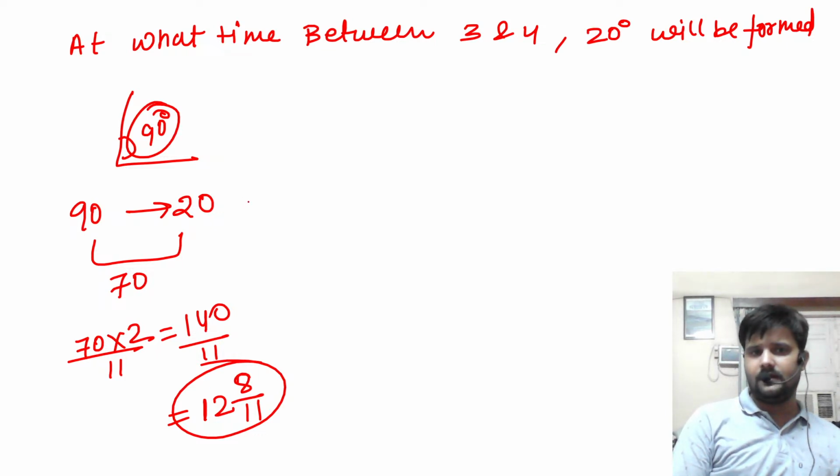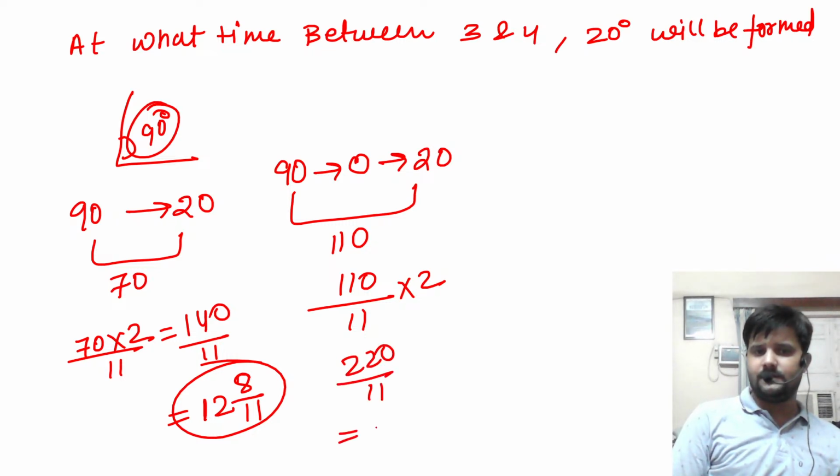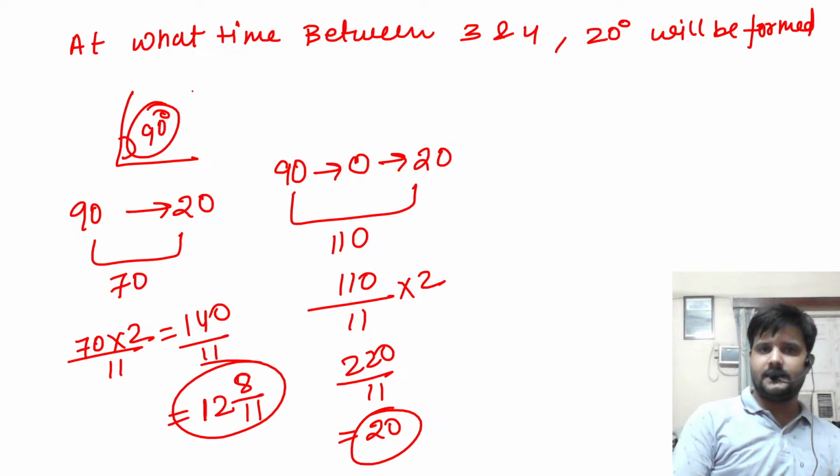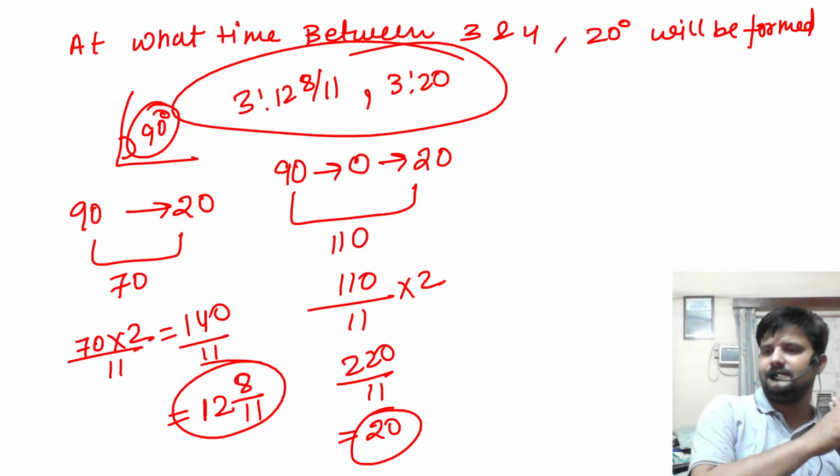Now let's come to the second. Second would be 90 to 0, then 0 to 20. So it will be 110, the distance to be covered. So the time taken for that distance would be 110 divided by 11 into 2. So it is 220 by 11, which means 20. So the first instance is an angle of 312 8 by 11, and the second instance would be 320. Absolutely correct, Sumit. Very nice. I appreciate your efforts.